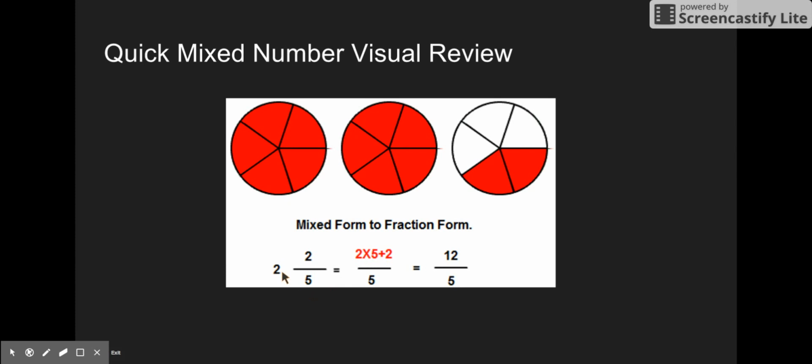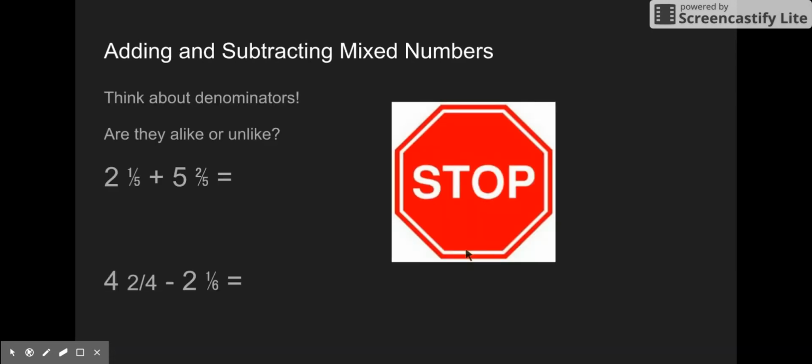2 times 5 makes 10, and we have these 2 extra fifths over here. We're going to add that to the 10 we have in the 2 wholes for a total of 12 fifths. So mixed numbers, improper fractions make sense.